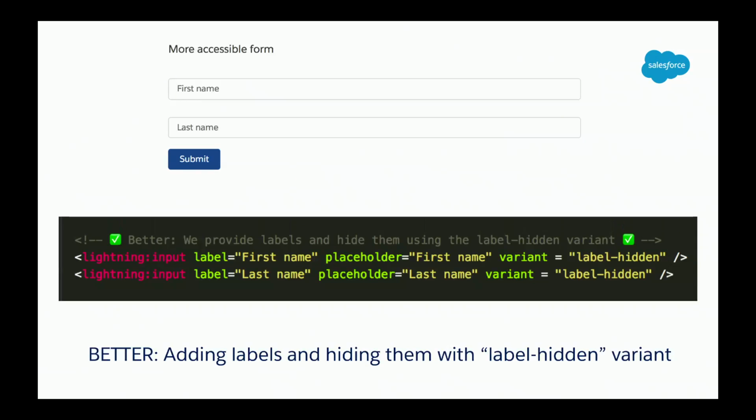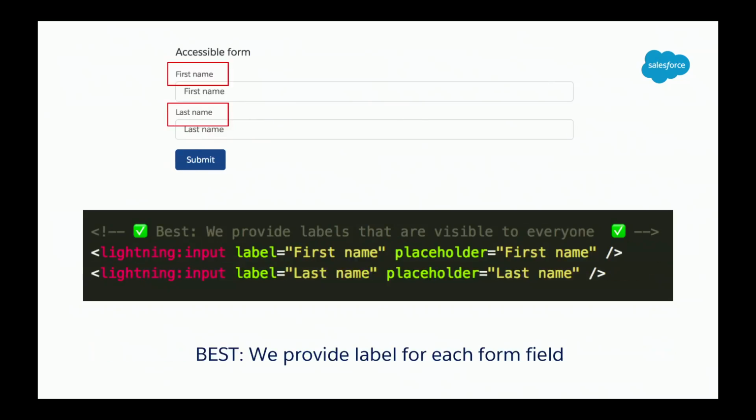So here's a slightly better version of that. You can still use the lightning input component, but rather than skipping the label, still provide the label. But then you can hide it with the help of the variant attribute and just say label hidden. And this will achieve the same effect as what we saw. So oftentimes when we go around and do some hacky things, it's actually better to just do the right thing. And it will take care of accessibility most of the times. But let's actually see how we can make it even better. Well, let's just put labels, right?